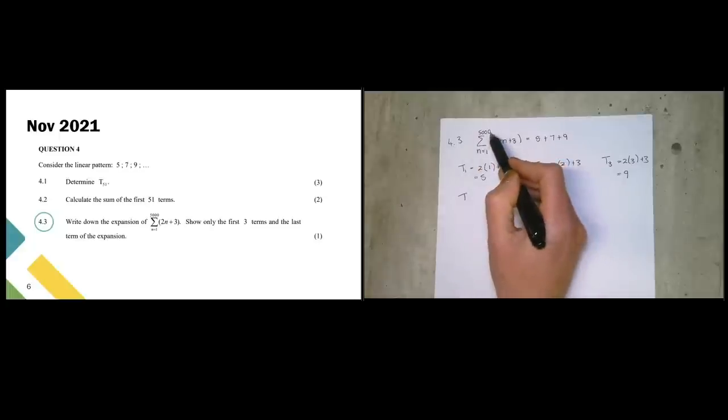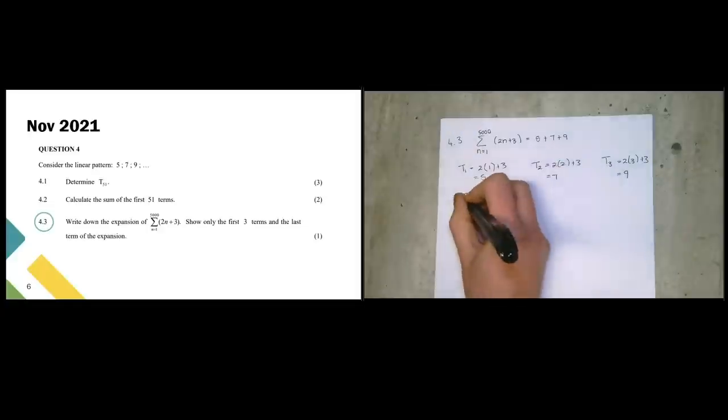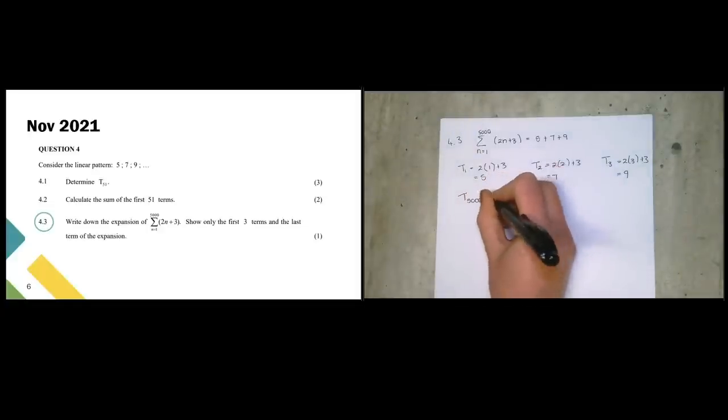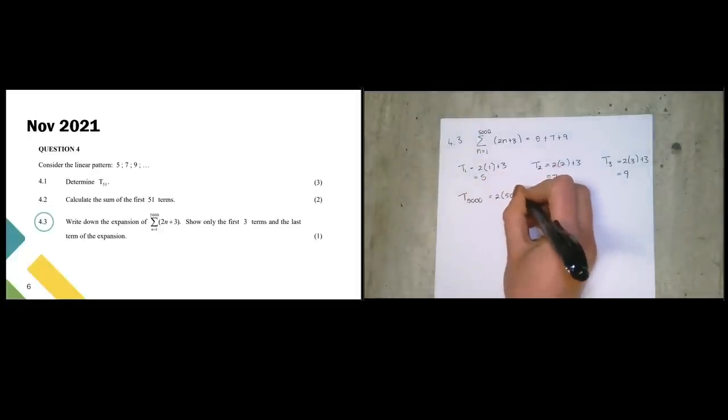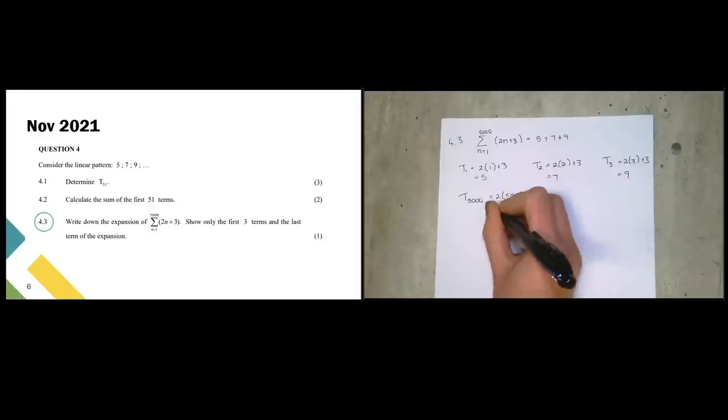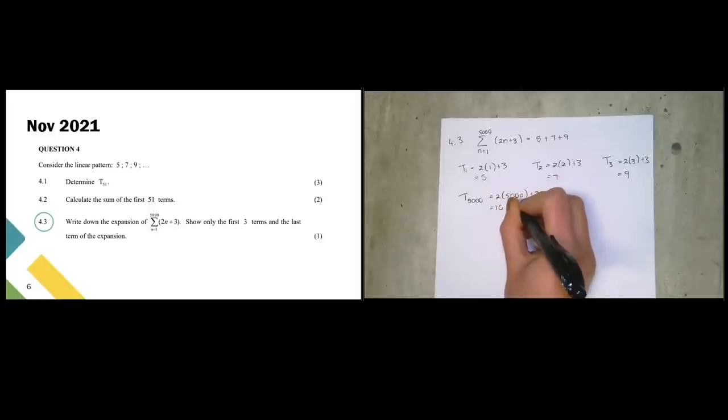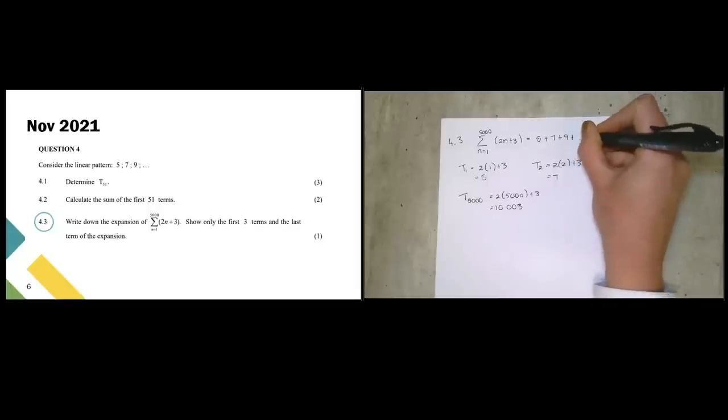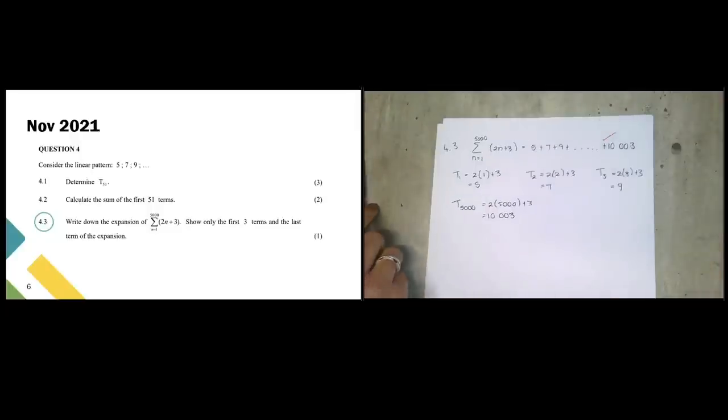Read the question again. Show only the first three terms, we have them, and the last term of this expansion. So I must do the last one. What is the last one again? The last number I must sub in is 5,000. So term 5,000. 2 times 5,000 plus 3 is 10,003. I don't have to show any of the numbers in between, and only the last one I must show the expansion, which means I must write it out. And that was 1 mark. 1 mark for showing that expansion.